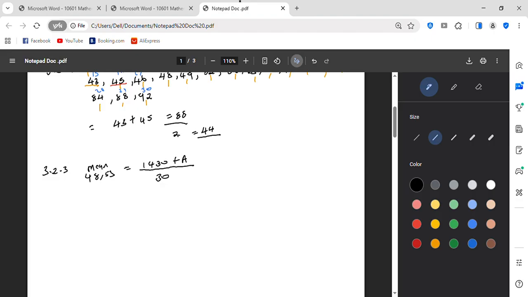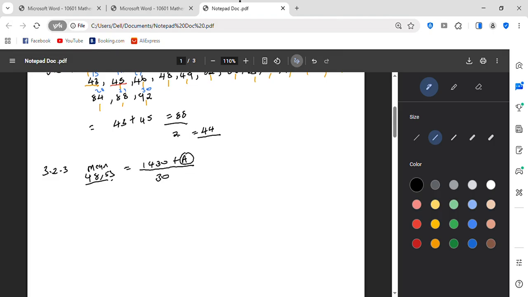So this is what we'll do if we are looking for the mean. We would say all this, 1430 plus A. So in this case, A is missing, is what we are looking for, and we already have the what? The mean. So what are you going to do?